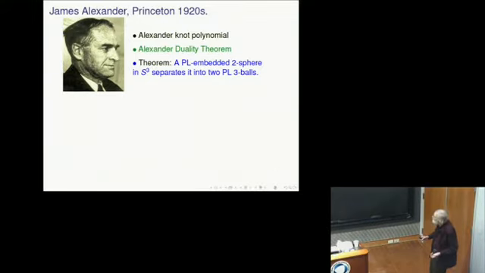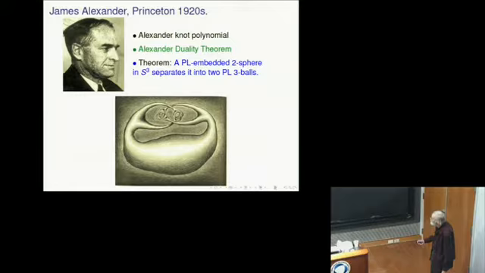And then he studied the special case of the two-sphere embedded in the three-sphere. He proved that if it's piecewise linearly embedded, then it separates the three-sphere into two piecewise linear balls. But then he showed that this piecewise linear hypothesis was really essential because he gave an example of a topological embedding of the two-sphere in the three-sphere, such that the inner region is a topological ball, but the outer region is very far from one.